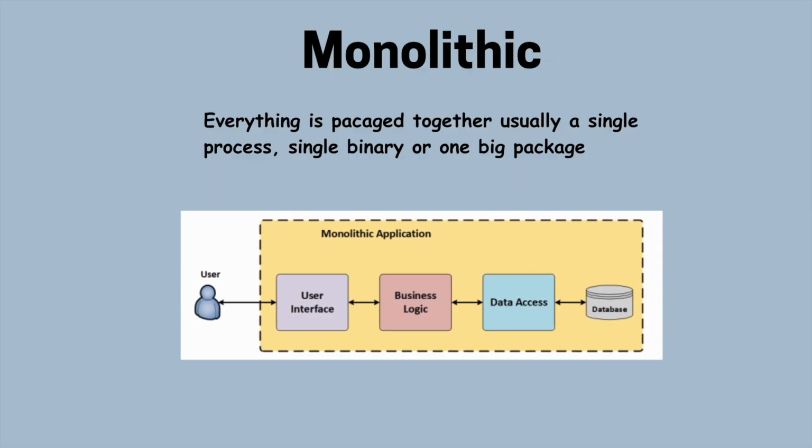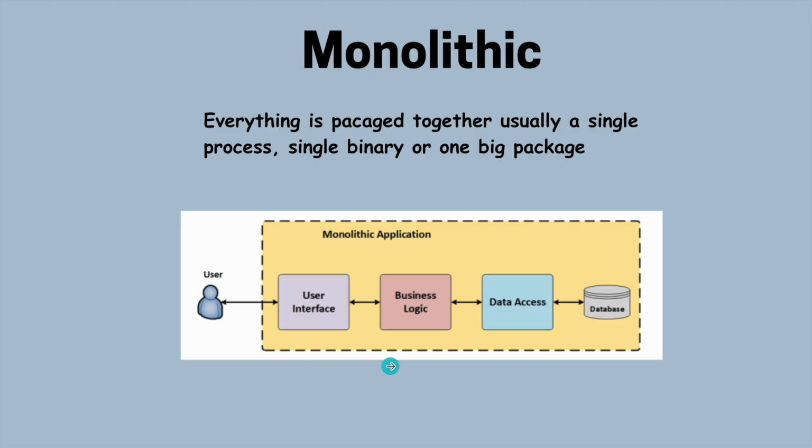Let's discuss monolithic applications now. In the early days, most applications were built as monoliths. A typical monolithic application means everything is packaged together, usually as a single process, single binary, or one big package. All components like business logic, user interface, and database handling are tightly coupled inside one unit. Monoliths can be a good choice if you are building small and simple applications that do not require frequent updates.